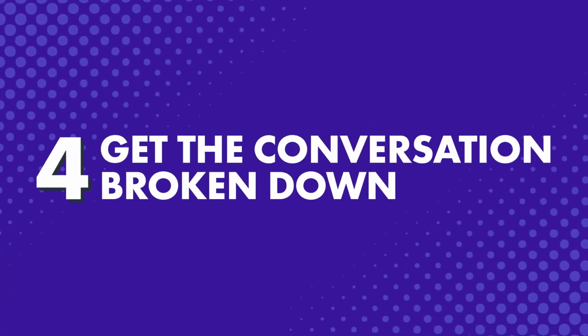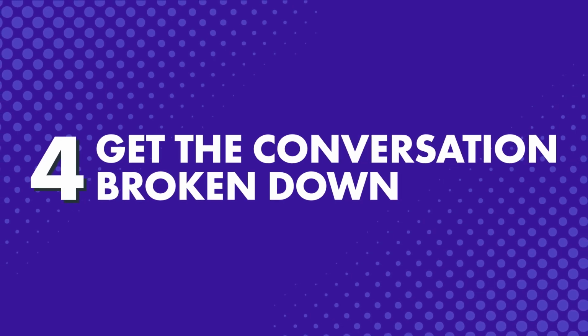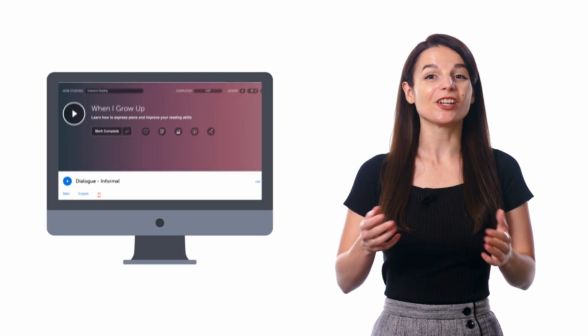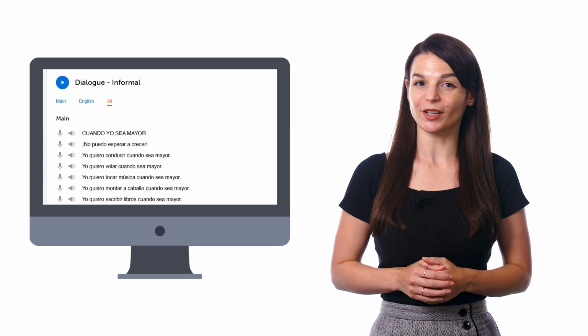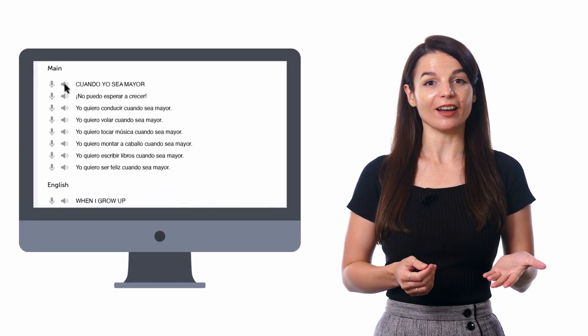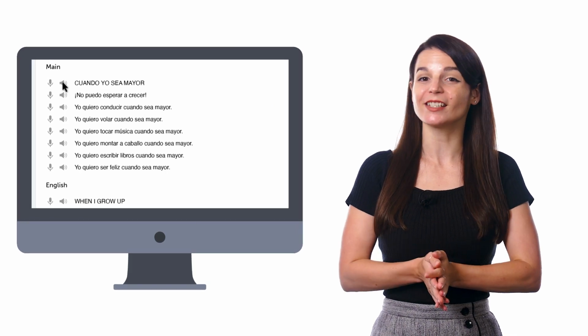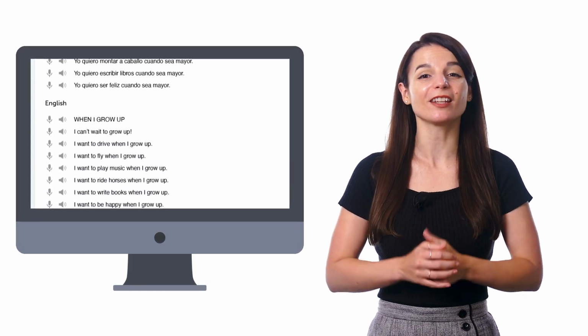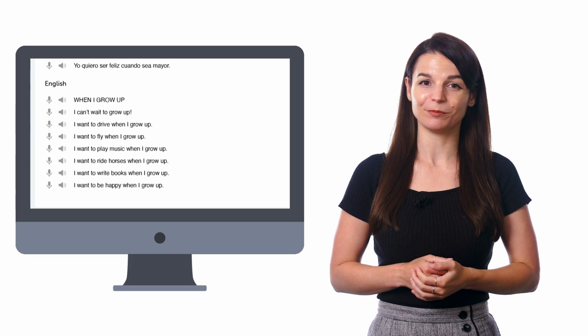4. Get the conversation broken down. Another way to make native conversations easy to understand is to have the conversation broken down line by line, so that you can hear each line one at a time as much as you want. And you can do just that with our line-by-line audio dialogue. This feature breaks down the lesson dialogue into individual lines that you can listen to, and includes the text and translations so that you can hear and see it at the same time.